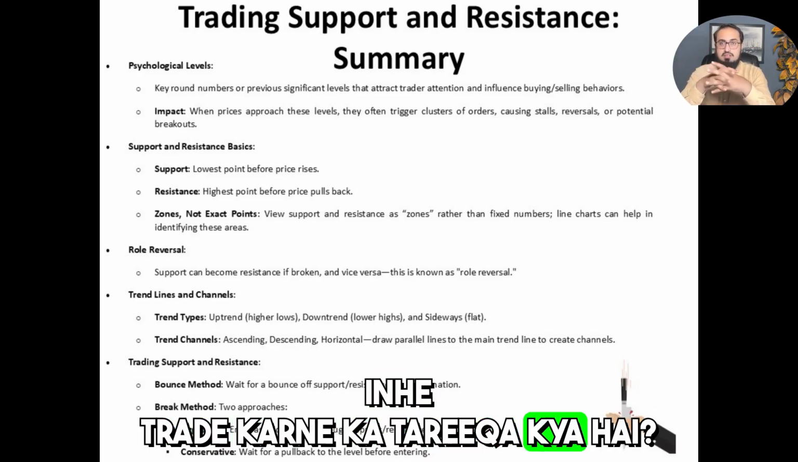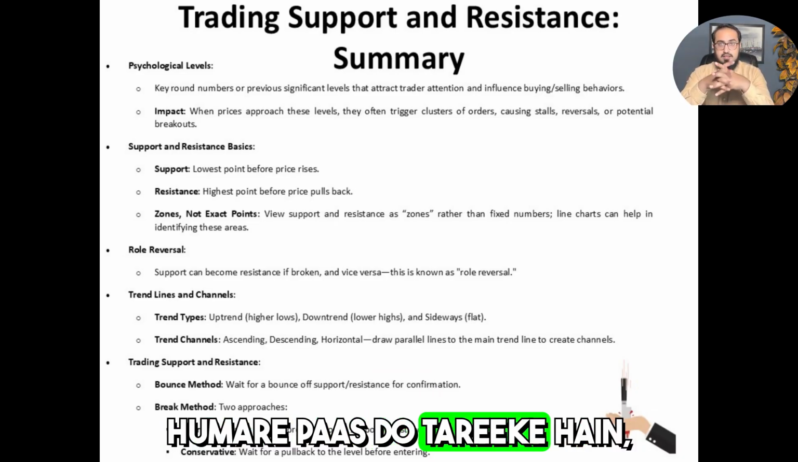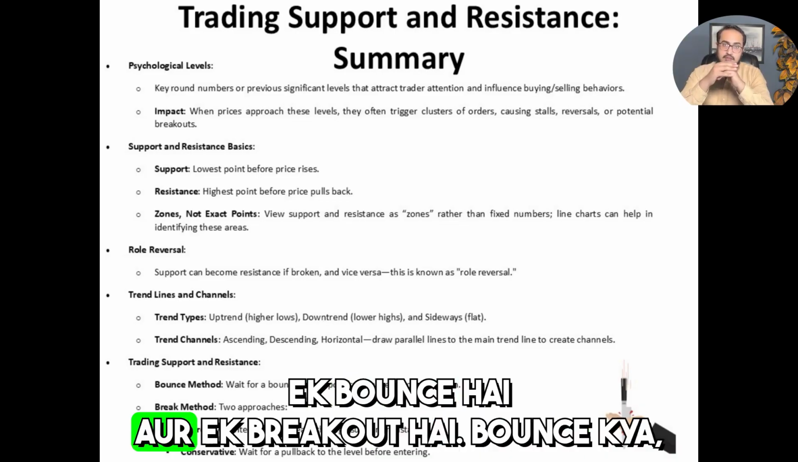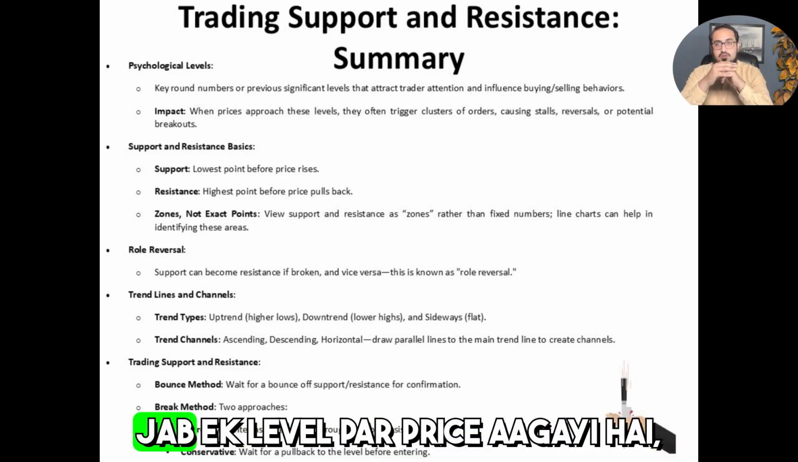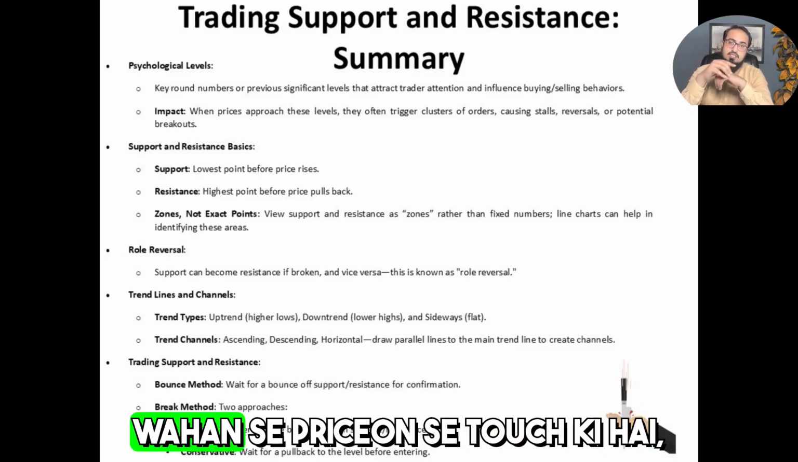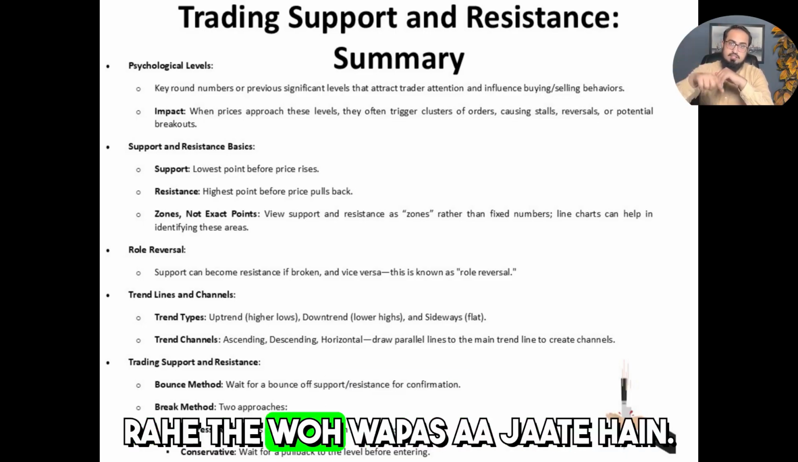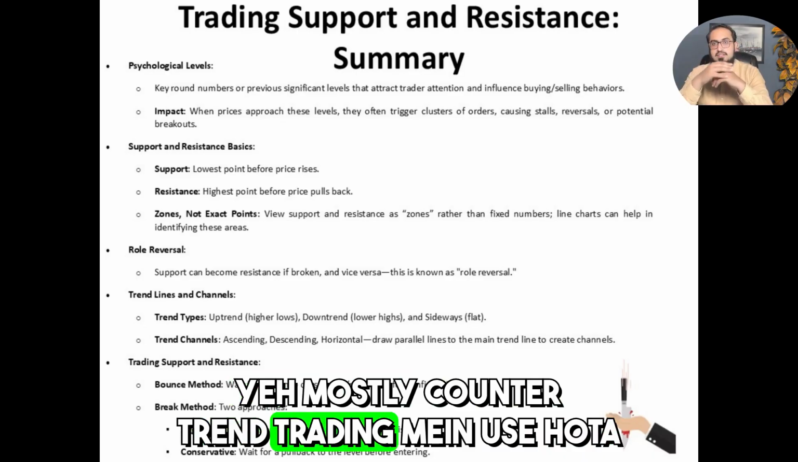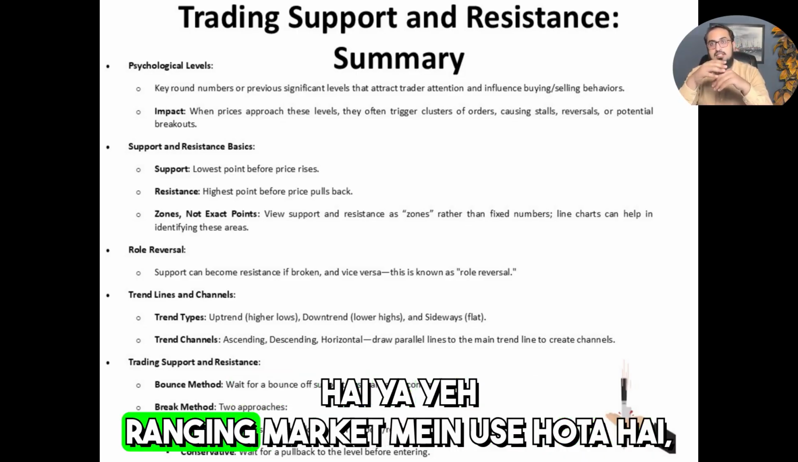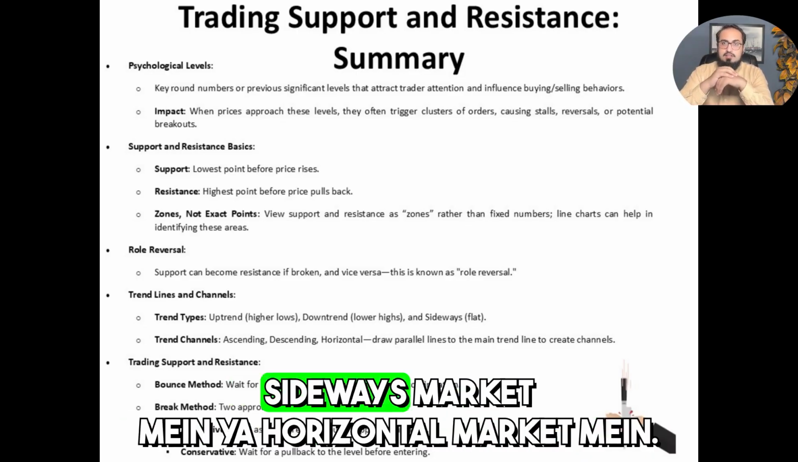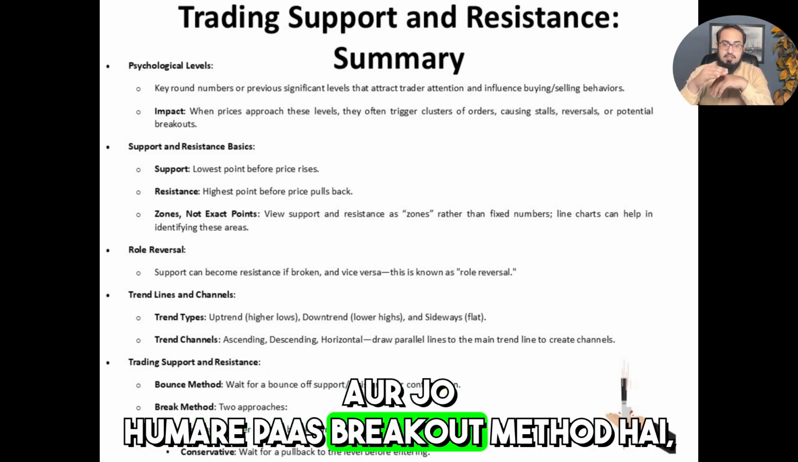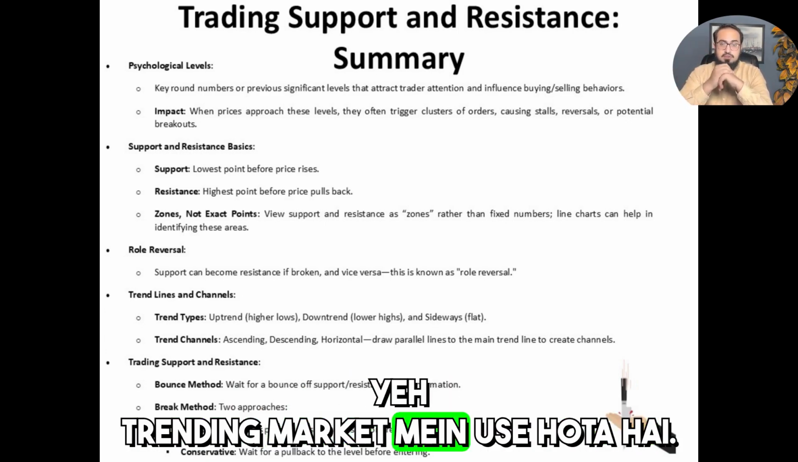Now, what is the way to trade them? We have two methods. One is a bounce and the other is a breakout. What is a bounce? When the price reaches a level, it touches it. Suddenly, everyone was waiting there and it comes back. It is mostly used in counter trend trading or in a ranging market, in a sideways or horizontal market. And the breakout method is used in trending markets.